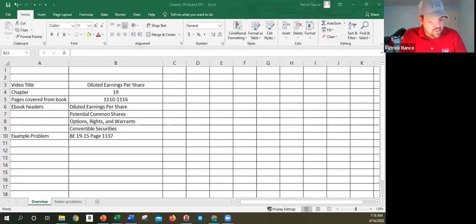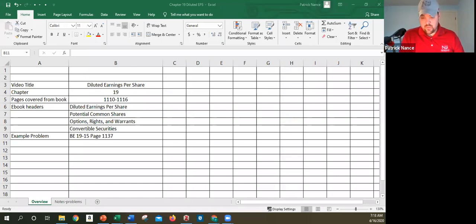Okay, we're continuing with chapter 19 for intermediate accounting 2. On page 1110, right on the bottom, we're going to start talking about diluted earnings per share. So we already did basic earnings per share, and now we're going to look at diluted earnings per share. Effectively, diluted earnings per share takes into account other elements that stand the potential of becoming common stock. So things like stock options or convertible stock would be included in this list of what we're going to take into account for our new calculation.